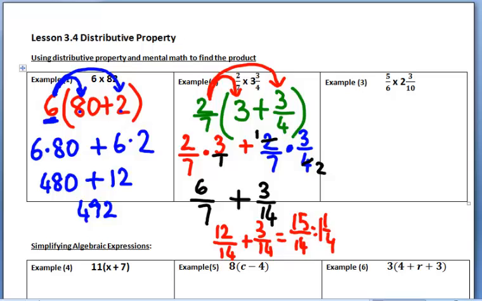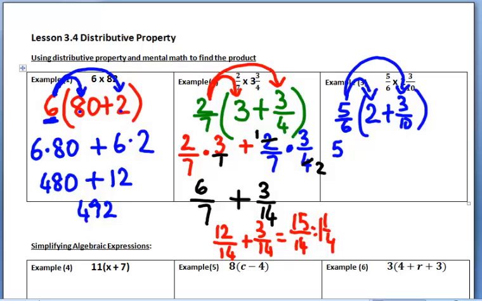All right, let's do one more example so that it's clear how to do this. Now I have 5/6, and I'm multiplying it with 2 and 3/10. That means I can rewrite the 2 and 3/10 as 2 plus 3/10. All right, let's rewrite it. First, I'm going to put my arrows. 5/6 is being distributed to the 2, that means multiplied with it, and with the 3/10. So 5/6 times 2 plus 5/6 times 3/10. All right, let's go ahead and do this.